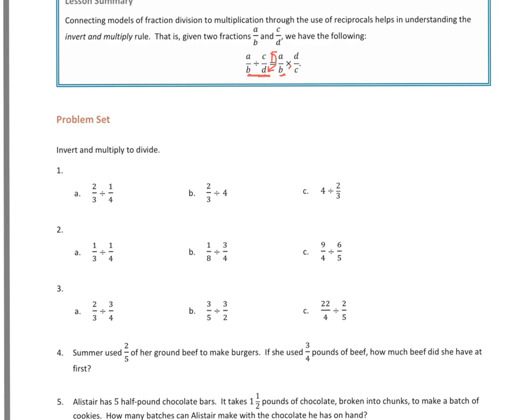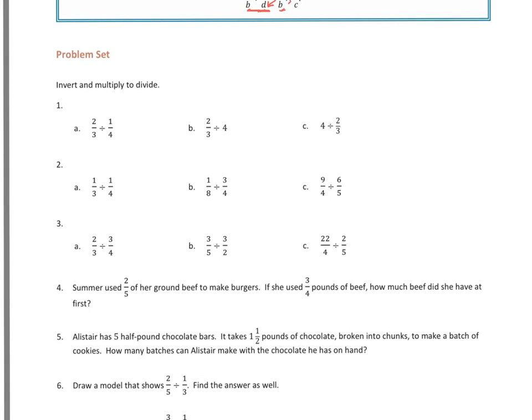So we'll do one or two from each. So I'll do A and B for 1. So I'm going to invert, so 2/3, invert the 1/4 to 4 over 1, and then multiply to get 8/3. I can leave it like that, or I can put it back into a mixed number by dividing 3 into 8. It'll go in 2 times with 2 left over, and I know I'm going to keep my denominator.